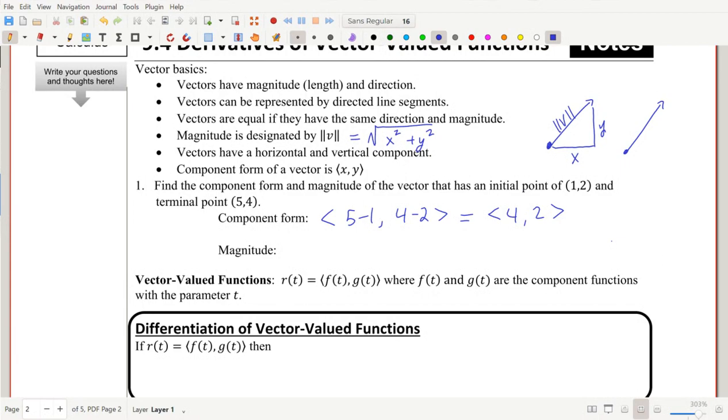How much did we have to move to go from 1 to 5? That's positive 4. How much did we have to move to go from 2 to 4? We went positive 2. That's all we did there. And then those numbers are what we would use to find the magnitude of our vector. It's just the square root of x squared plus y squared, which is 16 plus 4, which is the square root of 20.